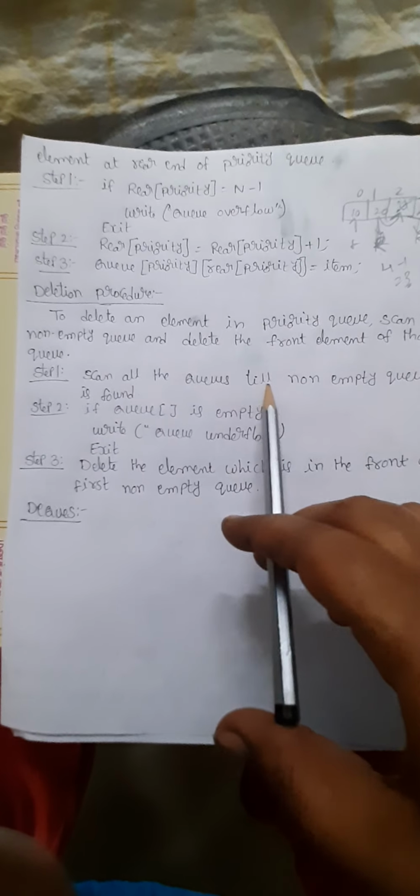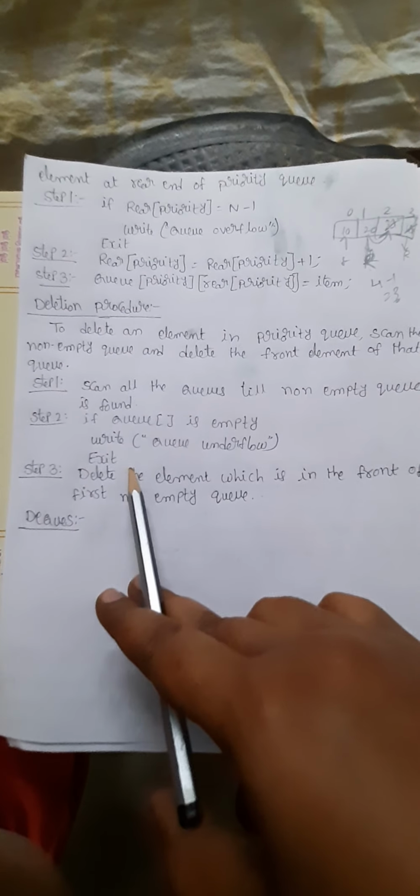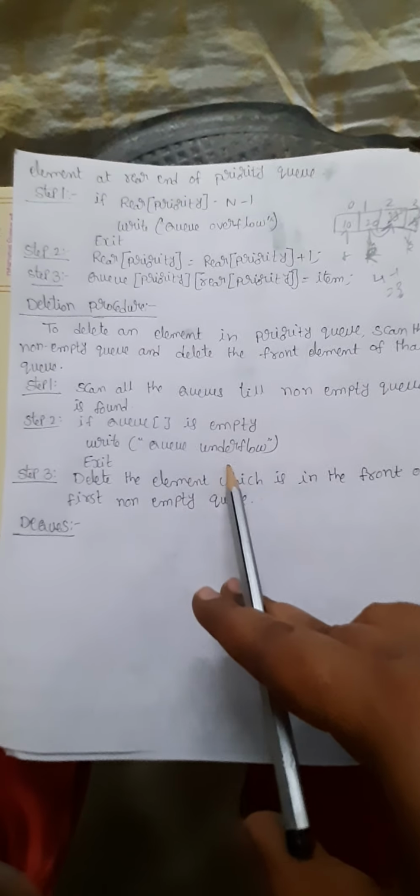You have to scan all the queues till a non-empty queue is found. That means first we have to check whether it is non-empty or not. Non-empty means it should not be empty. If the queue is empty, what will happen? Then the condition is underflow. That means the queue does not contain any element, so we can't delete elements. First, if you want to delete elements from the queue, it must contain elements. If the queue is empty, we can't delete the elements, so the condition is queue underflow.